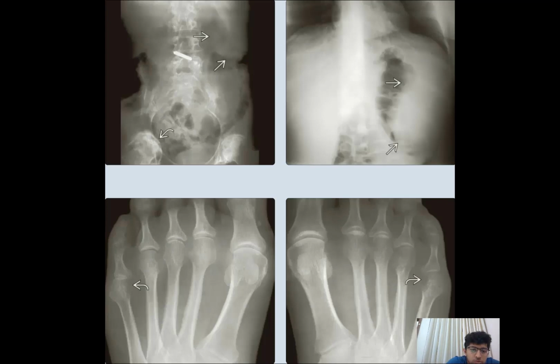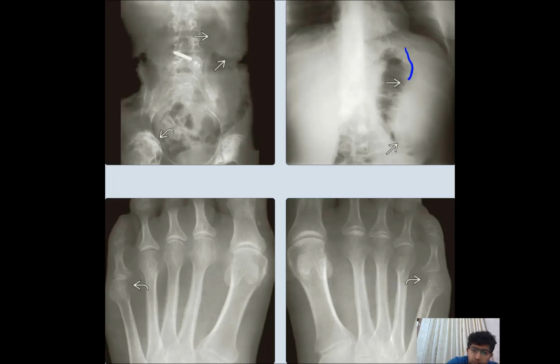This is a patient who is showing erosive changes. Also we can see protrusio acetabuli here, along with an enlarged spleen, splenomegaly, and also there is neutropenia. So this is a case of Felty syndrome. A rheumatoid arthritis patient along with neutropenia and splenomegaly is called Felty syndrome.